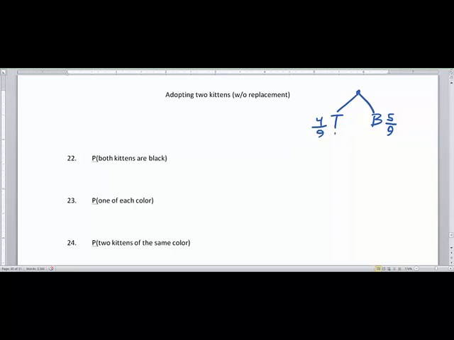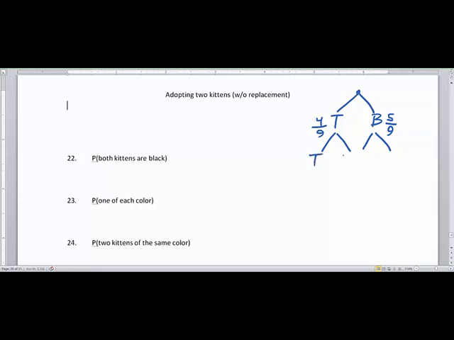Now, you're picking a second one. Why don't you try to write this in? Pause the video if you'd like. Write the correct fractions, because this is a dependent event which needs some fraction manipulation, because once you pick a cat, you can't pick the same cat again. You're taking home 2.